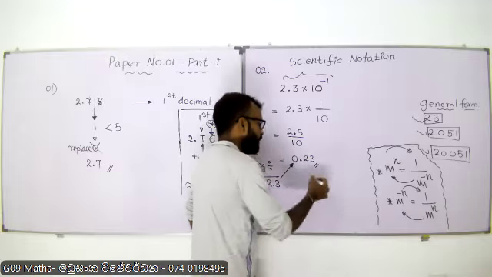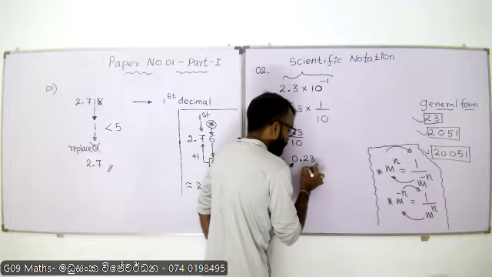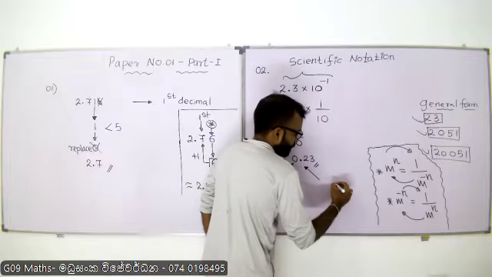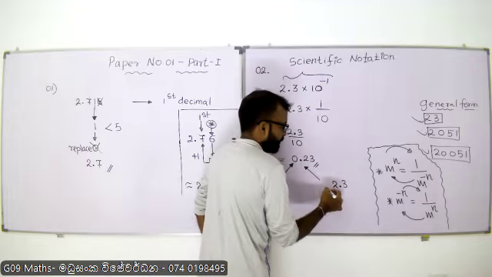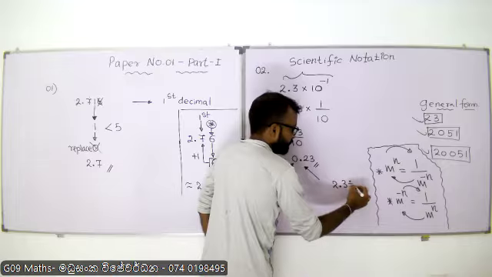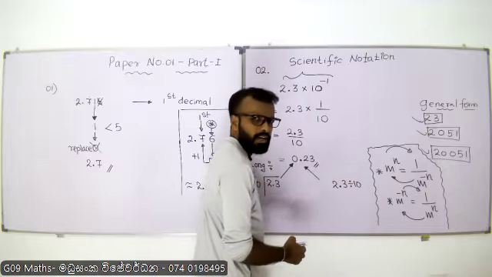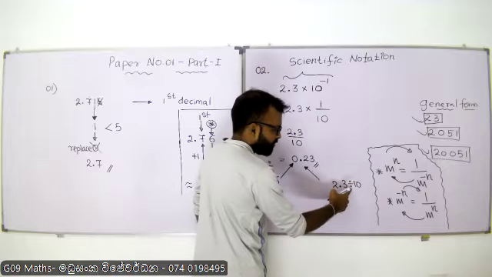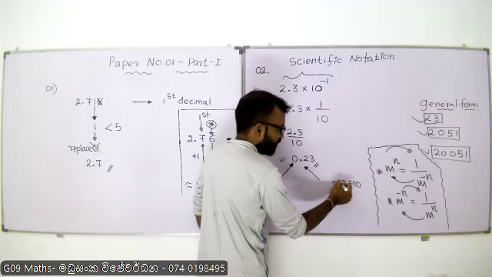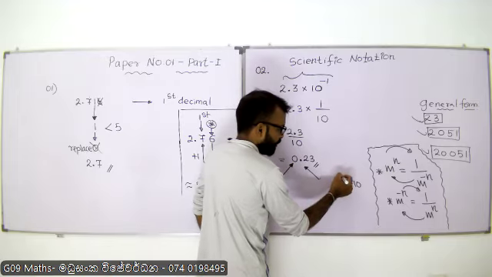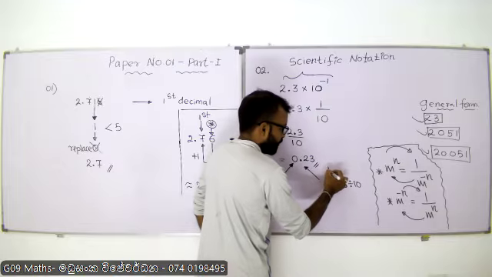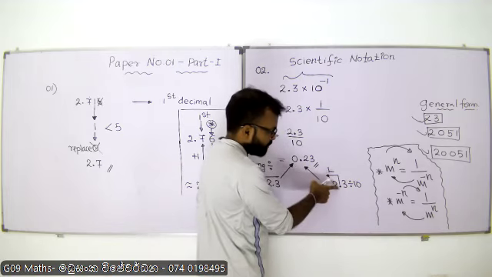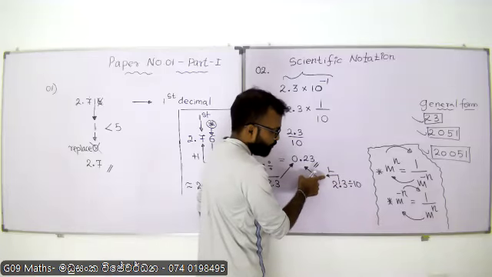And the shortcut method is, 2.3 is here. You are going to divide it by 10. Divide by 10 means you are going to jump your decimal point to your left hand side.